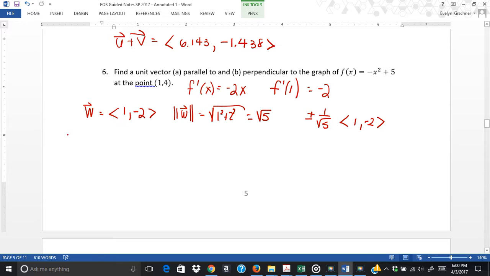Now, if I want something perpendicular, then my slope is 1/2, because it's a negative reciprocal of his, because perpendicular lines have negative reciprocals. So that's my slope. So I have (1, 1/2) is going to be my new vector.